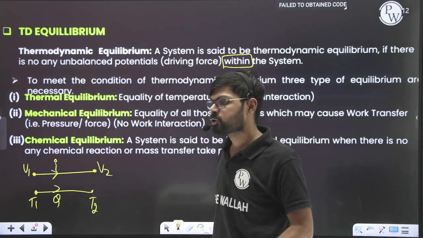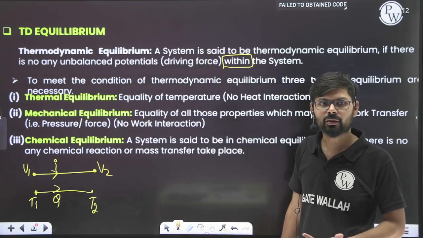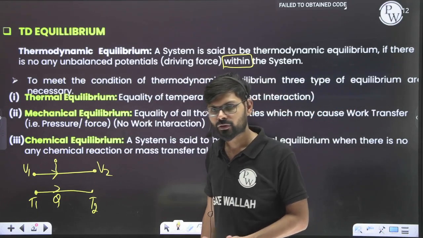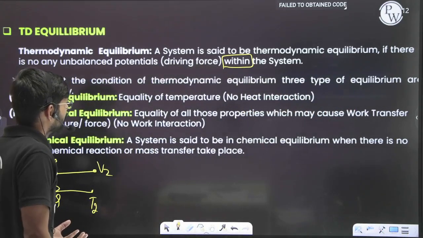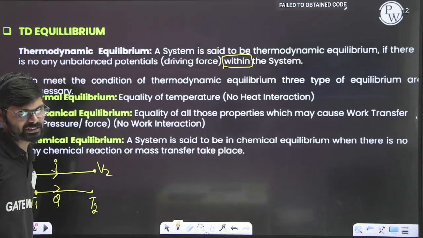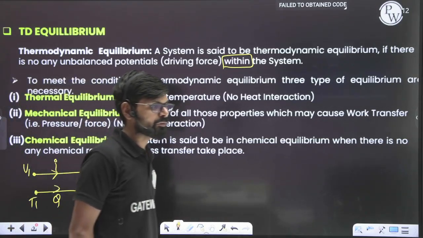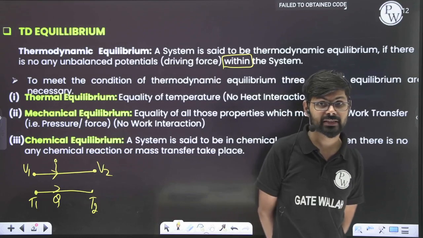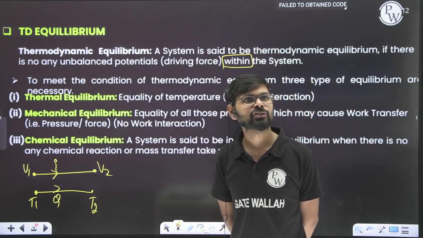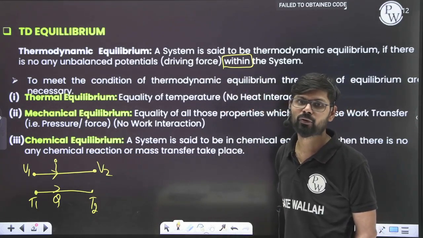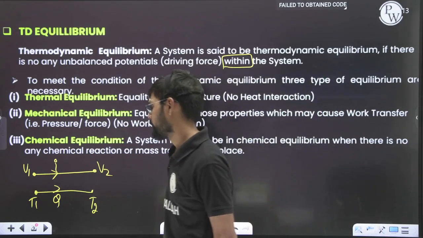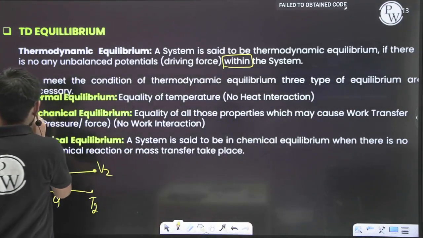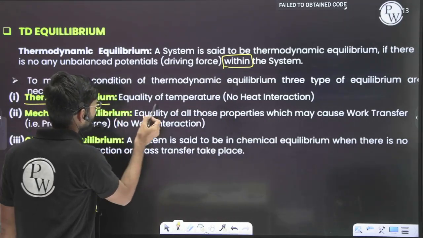So to achieve the thermodynamic equilibrium state, three types of interactions are possible, right? Three types of interaction may be possible within the system. So to meet the condition of thermodynamic equilibrium, three types of equilibriums are required. The very first is thermal equilibrium. Thermal equilibrium means equality of temperature.